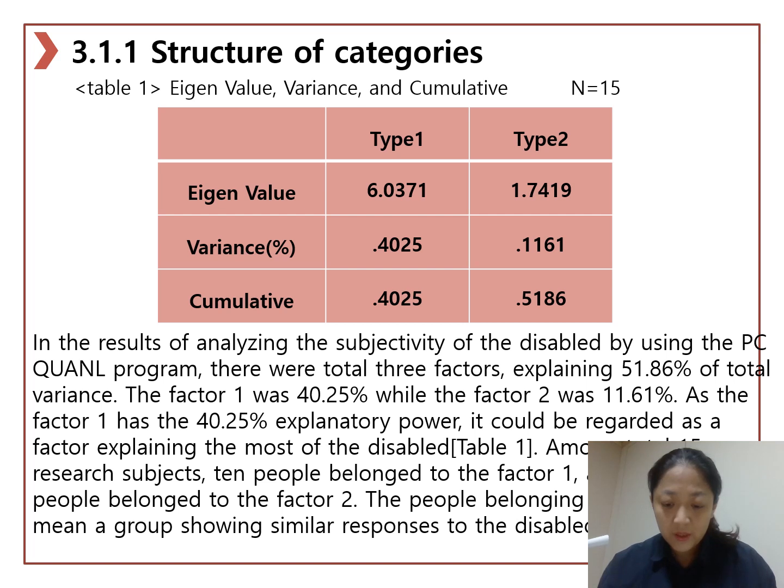Among a total of 15 research subjects, 10 people belonged to factor 1 and the last 5 people belonged to factor 2. The people belonging to each factor mean the group showing similar responses to the disabled.